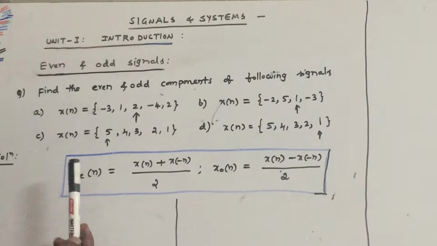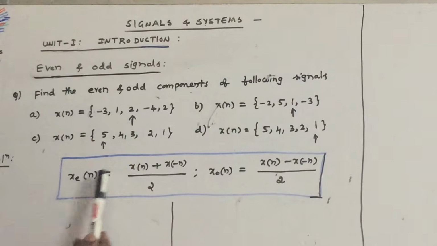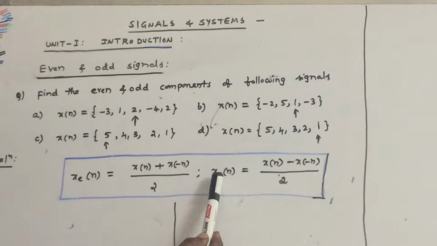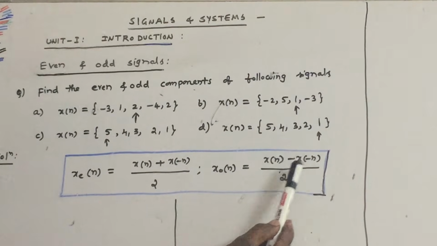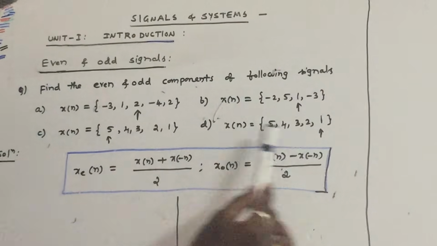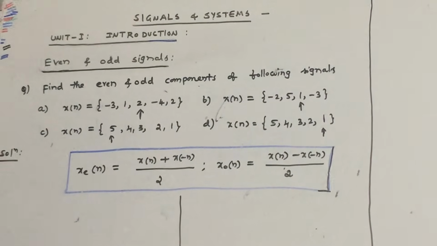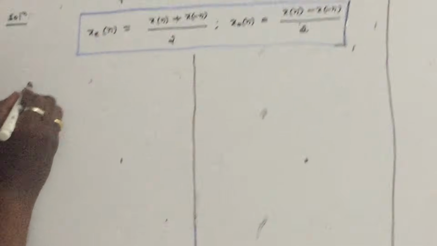As I have given formulas in the earlier session, the even component of x of n is equal to x of n plus x of minus n by 2. The odd component of x of n is equal to x of n minus x of minus n by 2. I use these two formulas to calculate the even component and the odd component of the given discrete time signal x of n. So let us see the first problem of this case.